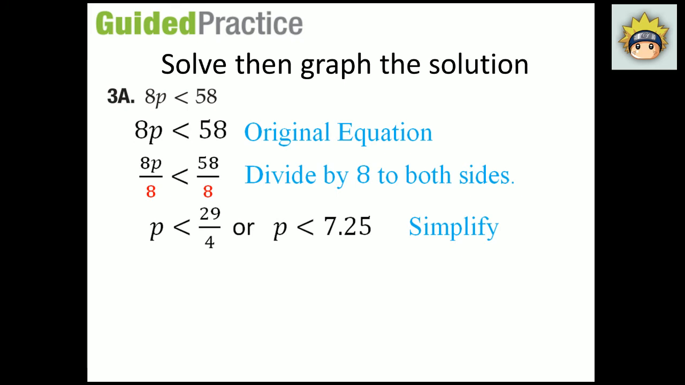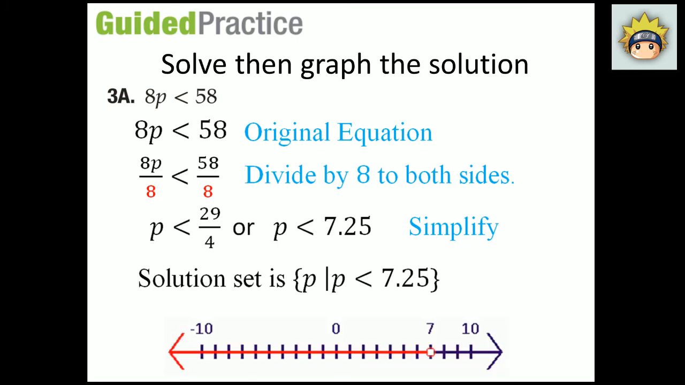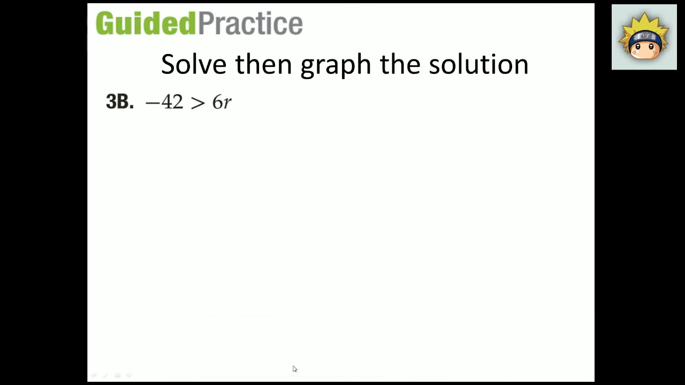Again, I do not flip the inequality because it is not a negative value. So my solution set here is p. P is less than any value of 7.25. So this should be 7.25. It shouldn't be on that 7. And it is any value less than 7.25. So 6, 5, 4, 3, 2, 1, any negative value works as well. That is why you see I highlighted all the way to the left.